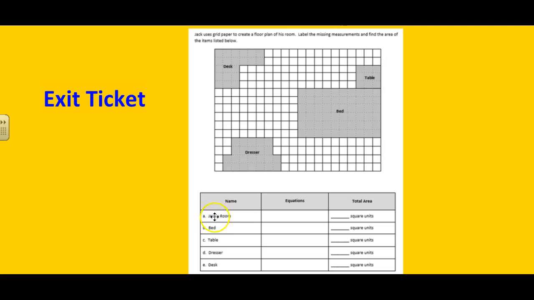So on the exit slip, it says Jack's room. So the first thing you're going to have to do is find the area of this entire thing right here, this entire rectangle. And then you'll find the area of his bed and his table and his dresser and his desk. And make sure you're writing the equations you use to help you find the area. And then make sure you're writing the area of each one of these places. Whenever you're finished with this, you may bring it to me so we can check it.